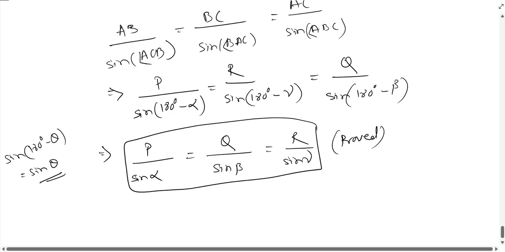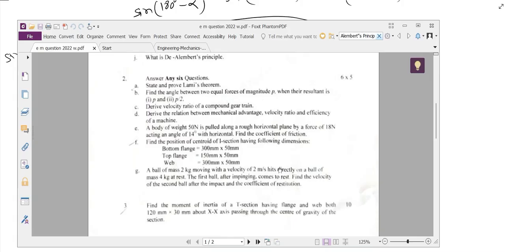Let's move to next question. Question number B is asking us to calculate the angle between two equal force when the resultant of them are P and second bit is P by 2. So let's solve.